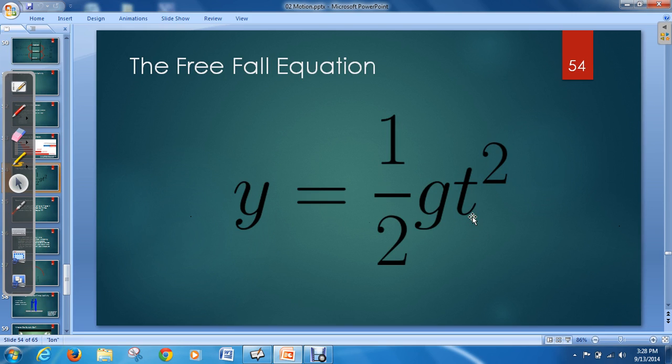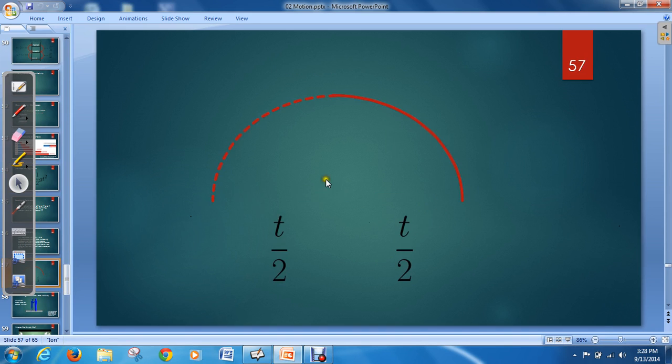So let's say it took 5 seconds for that potato to hit the ground. All I'd have to do is put in 2.5 instead of 5, and I can still figure out how high the potato went. So for non-free fall, for shooting something into the sky, you can still figure it out. You just plug in half the time.